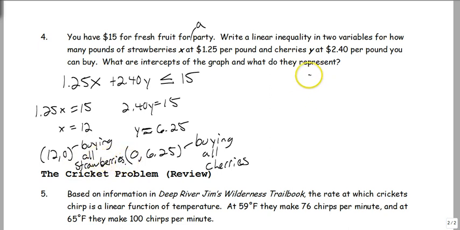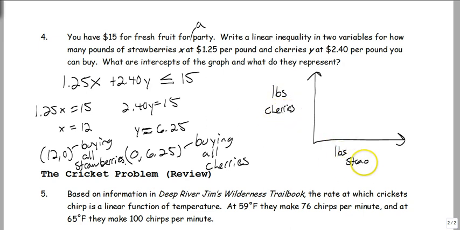Okay? And if you wanted to just graph it again, we would only look at the first quadrant because it's positive, and this would be pounds of cherries, not number of cherries, and this would be pounds of strawberries, and we would say this is about 6.25, and we'd say this is 12, 0, and it's equal to, so the line is solid, and again it would be shaded underneath because we do not want anything over $15, and that would be what it looks like if I shaded it.